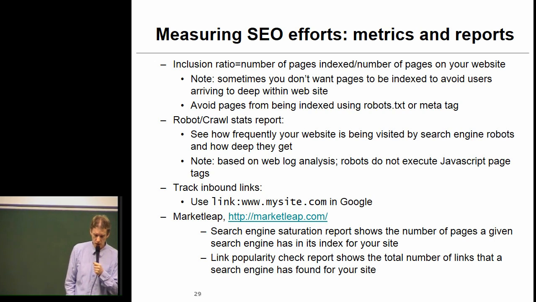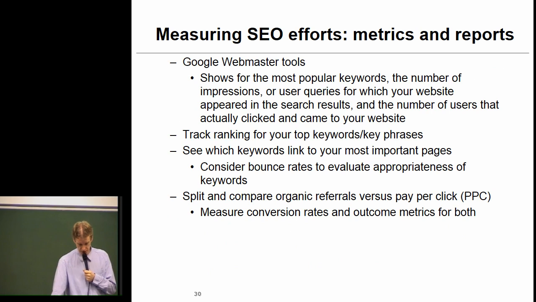There also exist all kinds of specialized tools. One of them is Market Leap that will give you some search engine saturation reports showing the number of pages a given search engine has in its index for your site. Or you can also do all kinds of link popularity checks showing the total number of links that a search engine has found for your site. Google has also a series of tools called the Google Webmaster Tools, which are going to show the most popular keywords, the number of impressions or user queries for which your website appeared in the search results, etc.